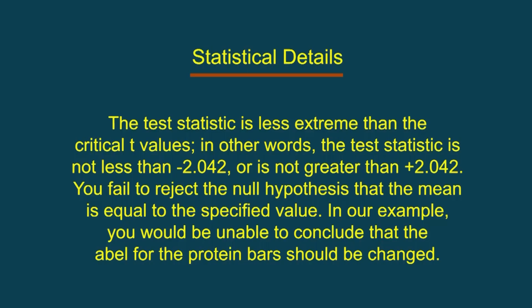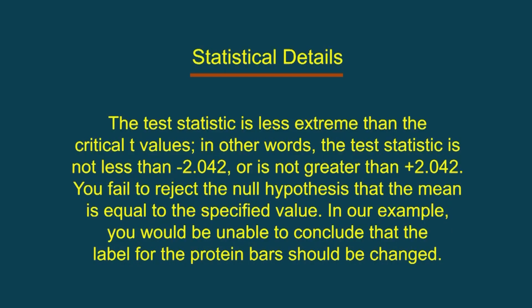Now, there may be two possible results from our comparison. The test statistic is less extreme than the critical t-values. Less extreme than the critical t-values will mean the test statistic is not less than minus 2.042 or not greater than plus 2.042. That means it may lie between minus 2.042 and plus 2.042. In this sense, the test statistic is not significant, or it does not take an extreme value.